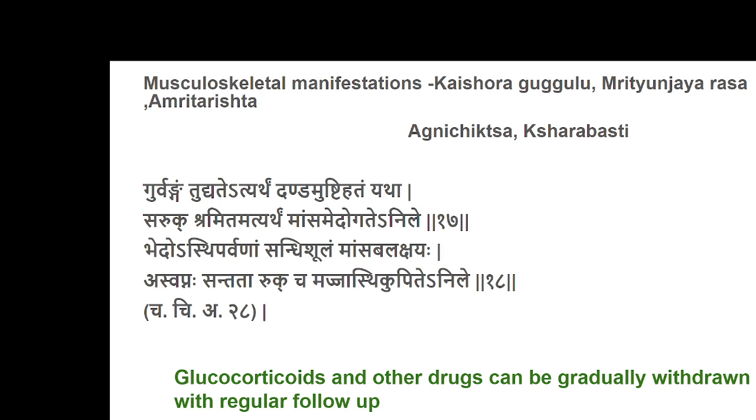Patients who present with musculoskeletal manifestations, I would consider them as Amavata, with the typical features of the same, particularly Bahuama, where there could be severe ama. The clinical features are like Guru Angam Tuddire Atyartam Dandam Mustihatam Tatha Saruk Shamitam Atyartam Mamsamedogata Anile. Mamsamedogata Anila, Vata also would be presenting with similar features, and in these conditions my treatment would be Kaisharaguggulu, Mrityunjaya, Amritarishta, Agni Chikitsa and Ksharabasti.